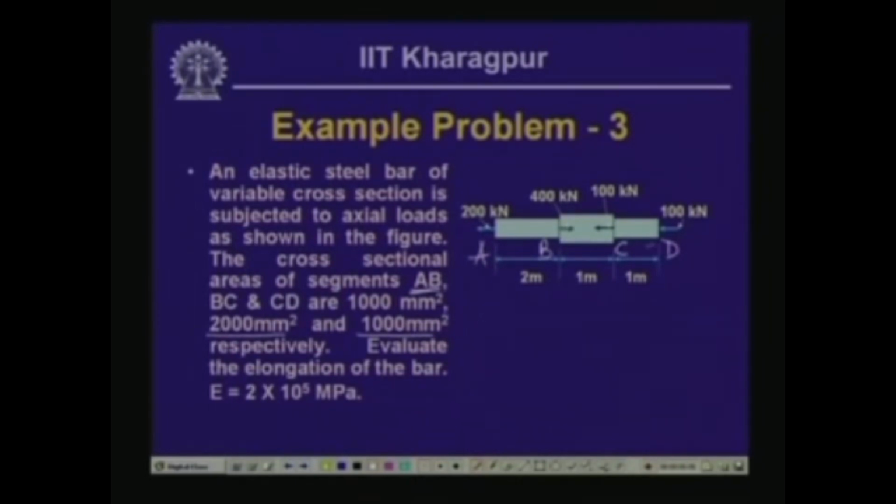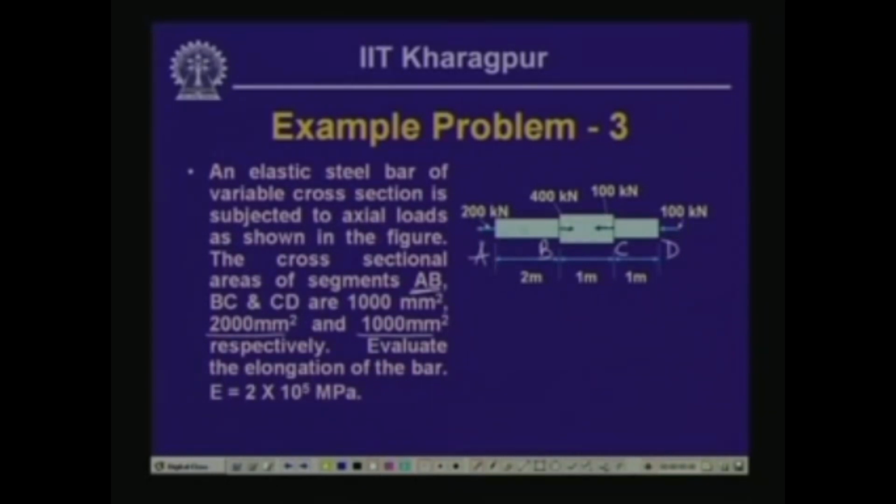And this particular bar is subjected to a pull here of 200 kilonewton, here it is 400 kilonewton, here it is 100 kilonewton, and here it is 100 kilonewton. Now, for such a system we need to look into whether the whole bar is in equilibrium under the action of these forces or not. The bar is subjected to an axial force of 400 kilonewton in the positive x direction, and in the negative x direction we have 100 plus 100 plus 200. So, 400. So, this is in equilibrium.